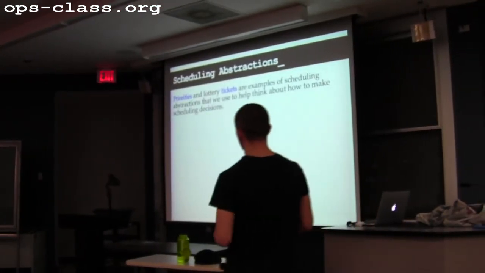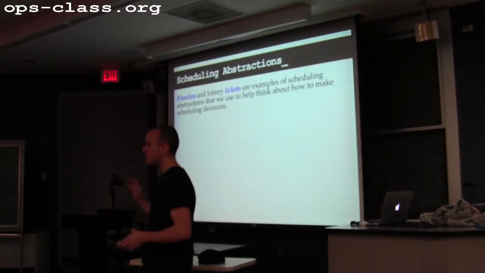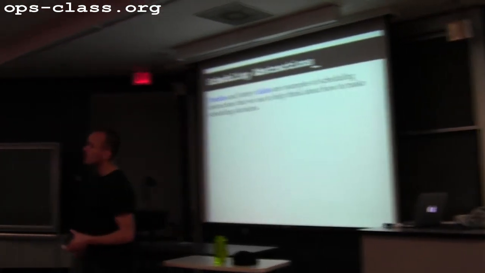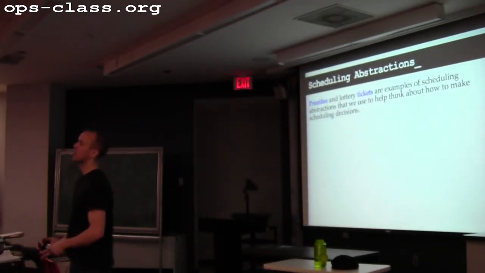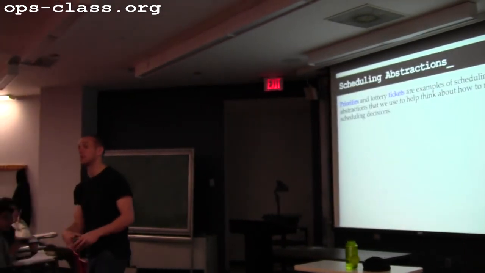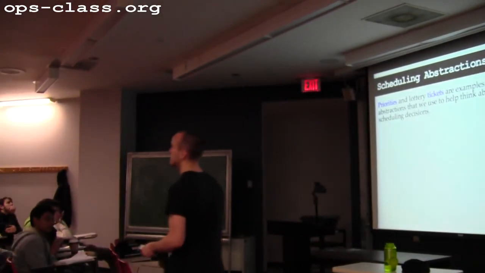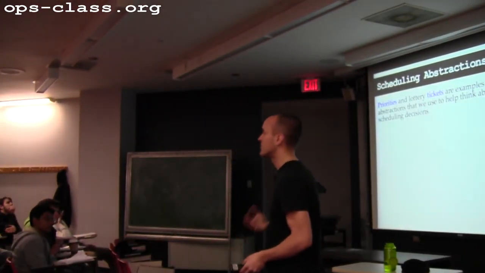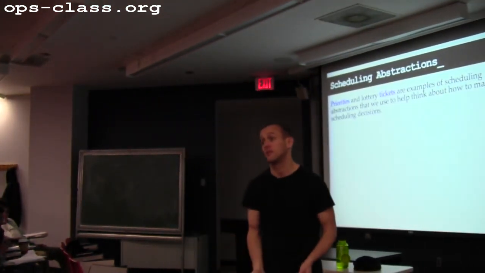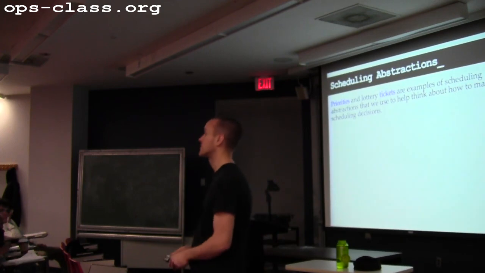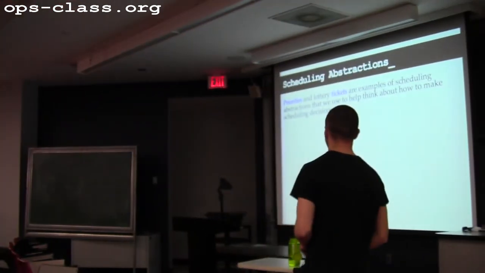Okay, just to finish up today, priorities and lottery tickets are kind of cool examples of scheduling abstractions. We've talked in this class about abstractions. We talked about the thread abstraction, and we're going to talk more about address spaces and other things in the future. But both priorities and tickets are these fictional things that we've decided to map onto what is really just a stream of instructions that is competing with other streams of instructions. So this is a neat way to think about it.